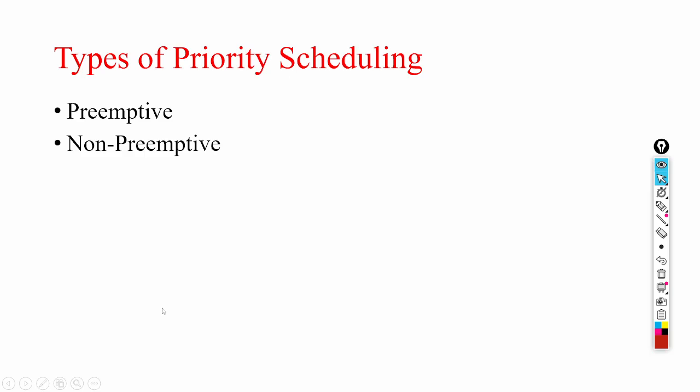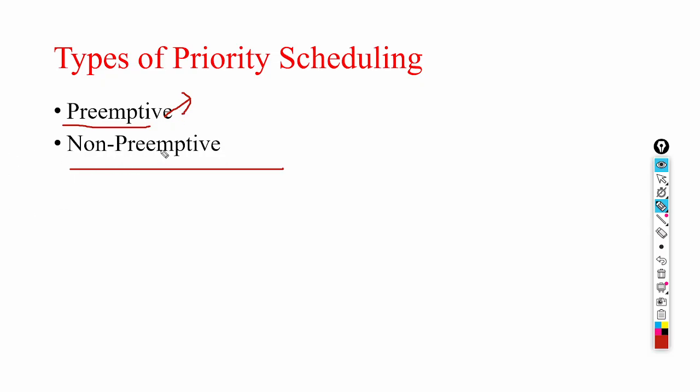There are two types of priority scheduling: preemptive and non-preemptive. In preemptive priority scheduling, a higher priority process can interrupt a currently running process. Why does the interruption come? Whenever a process is running, a higher priority process can interrupt that currently running process.